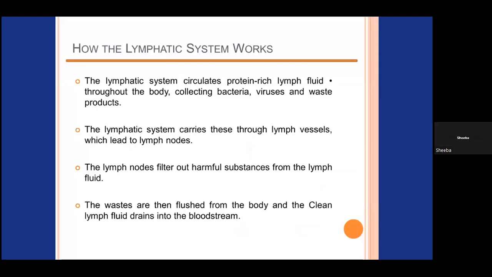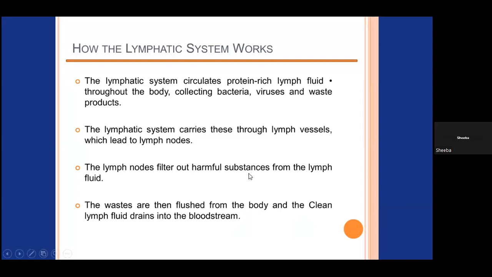So let's see how the lymphatic system works. We already discussed what lymph is. The lymphatic system circulates protein-rich fluid throughout the body. It might contain bacteria, viruses, and waste products. When the lymphatic capillaries absorb the fluid from the interstitial space, it goes to the lymphatic vessels, and then enters the lymph node. So what is the function of the lymph node? The lymph node filters out the harmful substances from the lymphatic fluid.